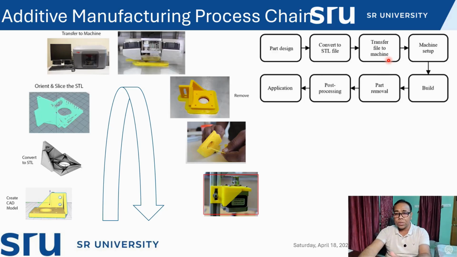Once the file transfer takes place to the machine, this is another thing one should know, about how the file can be transferred. The file can be transferred using a USB drive, or if you have done the slicing operation in the machine software itself, the software provided by the company making the 3D printing machine, or sometimes one can use open source software like Ultimaker Cura. Cura is open source software, one can use it for the slicing operation.